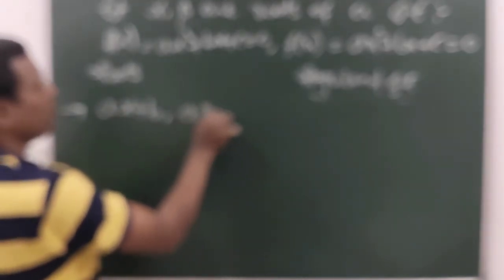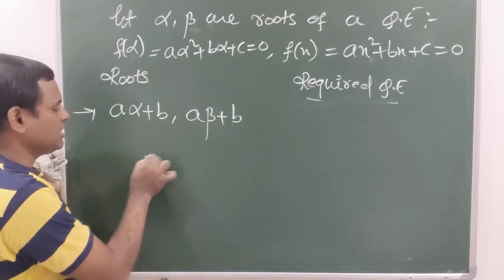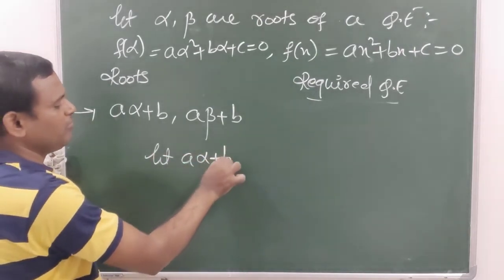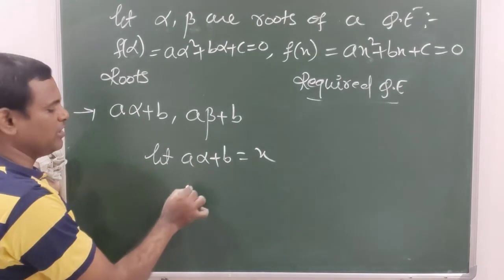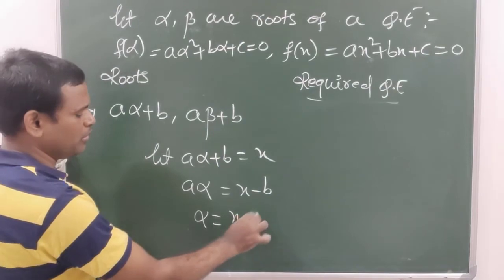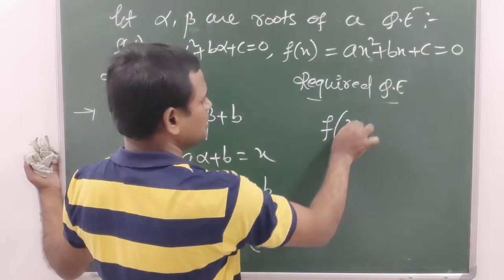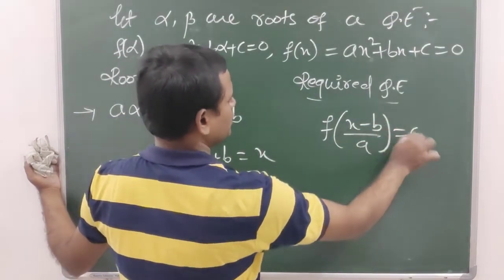Find a quadratic equation whose roots are a alpha plus b, a beta plus b, where a and b are constants, a is not equal to 0. In this case, what do you do? A alpha plus b is equal to x, you have to take. Now make alpha the subject. Transfer this b to the right side, x minus b. Now alpha is equal to x minus b by a. Now replace this alpha by x minus b by a, which is equal to 0.